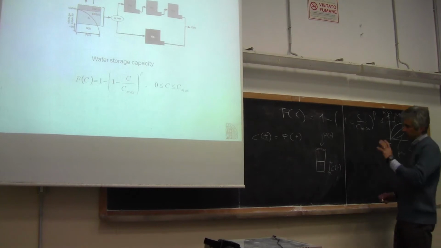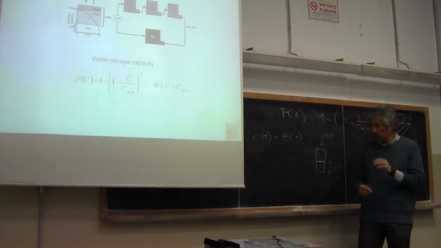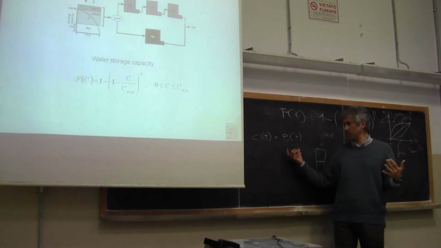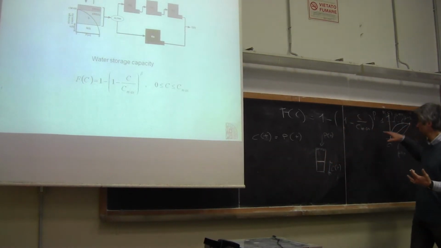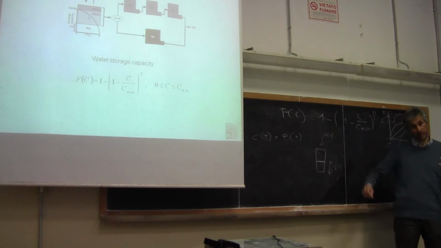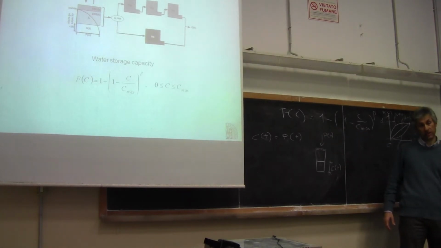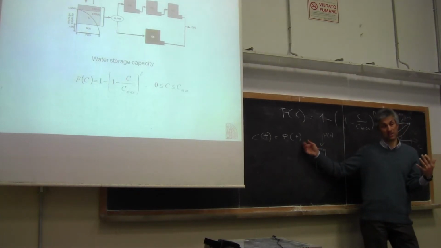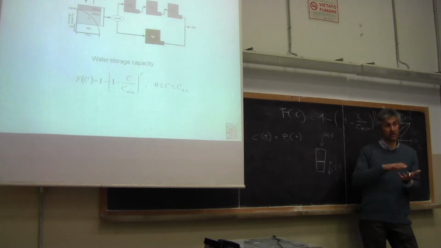Okay, so basically, if you think that the given storage C is now given by the cumulative precipitation, and you enter in this relationship, now what do you get from this relationship? You get the percentage of the catchment area that has a potential water storage that is lower or equal to precipitation. So what happens in this area? It happens that the area is saturated.